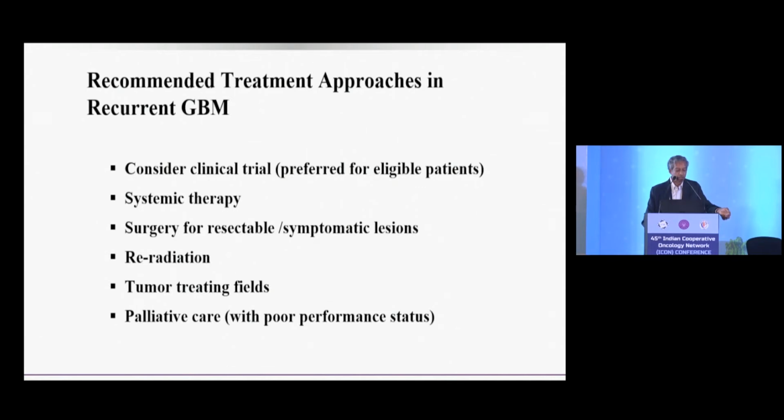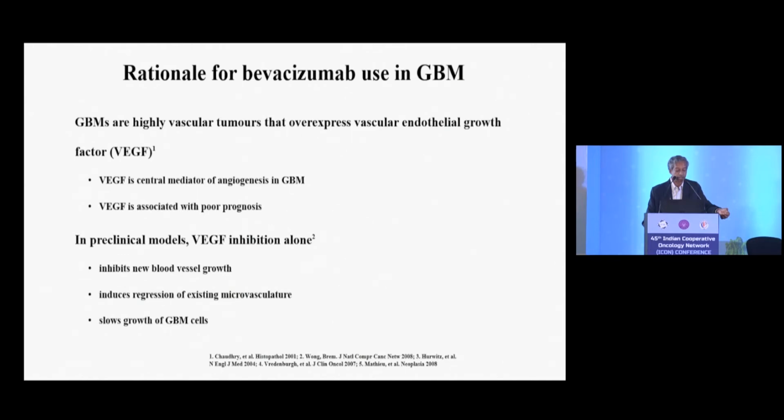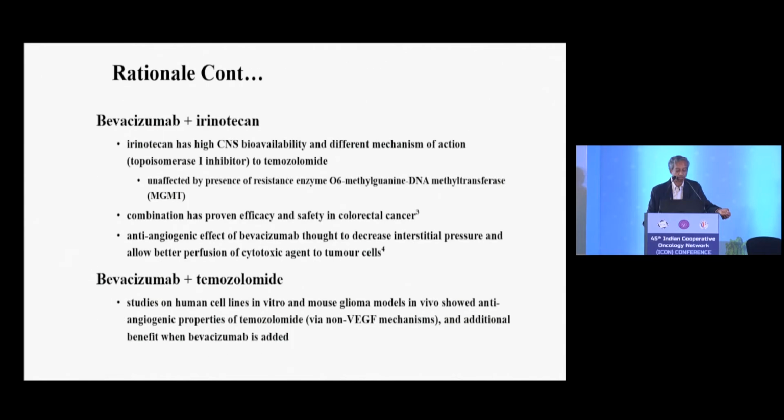So the recommended treatment approaches, of course, if you have a clinical trial, that's the best thing that you can do for your patient. Systemic therapy, surgery for resectable asymptomatic lesions, radiation, we already discussed that, and palliative care, of course, for those with poor performance. Bevacizumab, we already discussed. I showed you the evidence in the earlier setting, and this is the rationale. We know that VEGF is overexpressed in these tumors, and you have combinations of bevacizumab, irinotecan, bevacizumab, temozolomide, and there is evidence for all these.